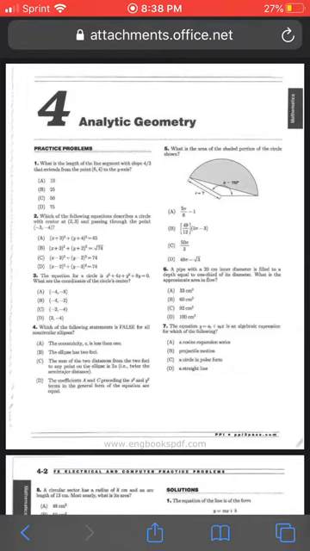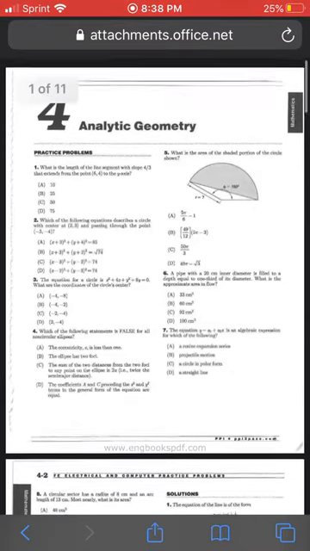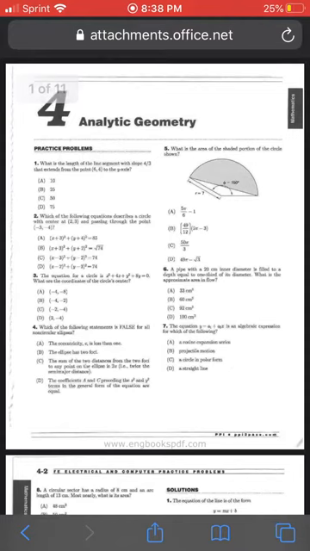But let's not keep this introduction too long. Let's jump right into the section. So we're going to start with the first question right here. Number 1. What is the length of the line segment with slope 4/3 that extends from the point (6, 4) to the y-axis? So let's go back to our handy dandy camera over here so I can start recording some of the variables.